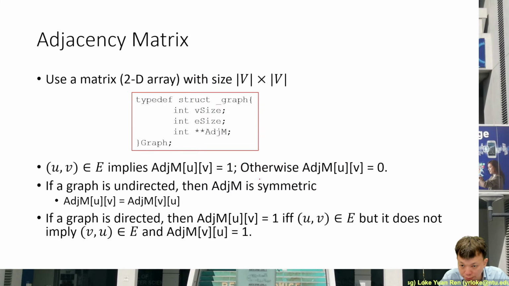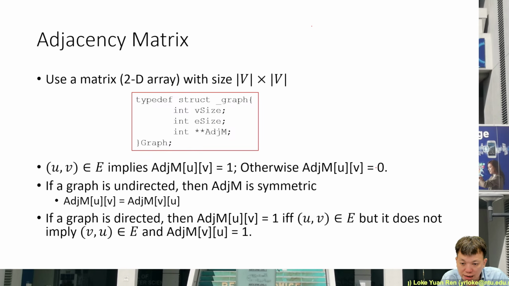So what is an adjacency matrix? An adjacency matrix is just a 2D array, which is V by V, depending on the number of vertices. If you have 5 vertices, that means it's 5 by 5, so 25 elements. And you can define it in this way. If there's an edge between U and V, then the corresponding element in the adjacency matrix will be equal to 1. Otherwise, you let it equal 0. It just represents whether there's an edge or no edge, 1 or 0.